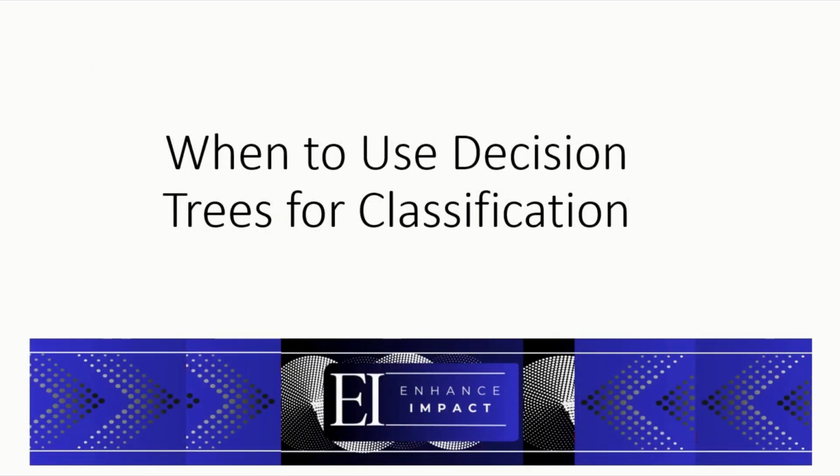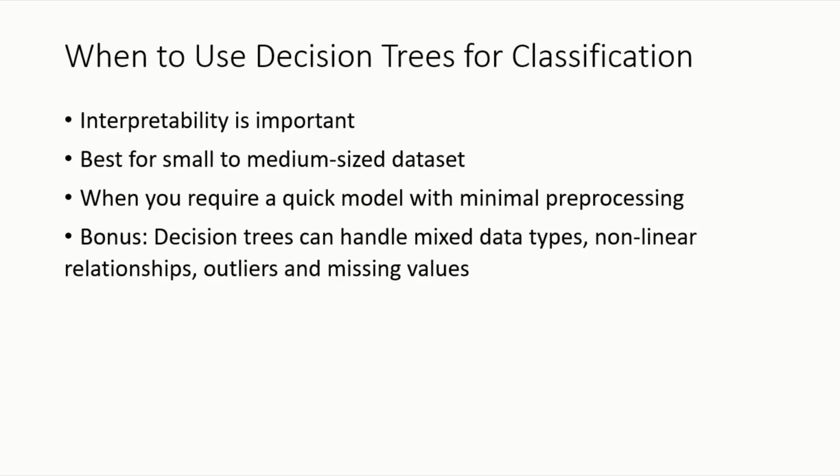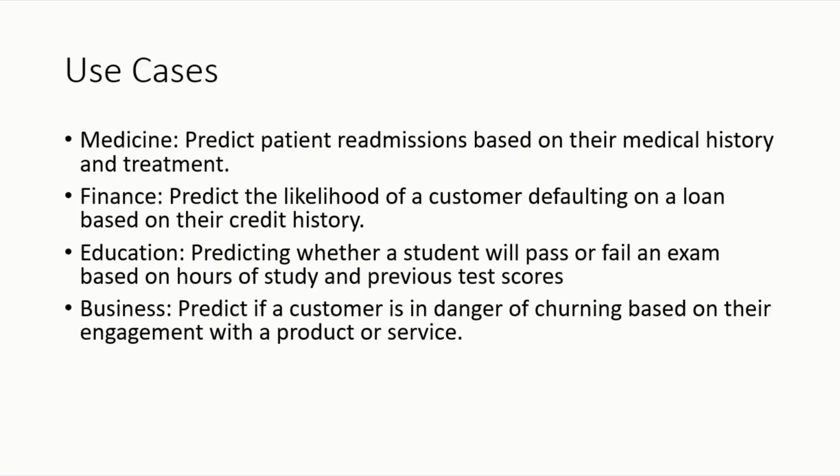When to use decision trees for classification? When you need interpretability, when you need to know what features are best at splitting the data into the separate classes. And this is a good algorithm when you have small to medium-sized data sets or when you require a quick model with minimal processing. Another bonus for decision trees is that they can handle mixed data types, nonlinear relationships, outliers, and missing values.